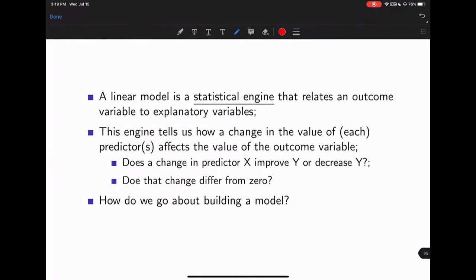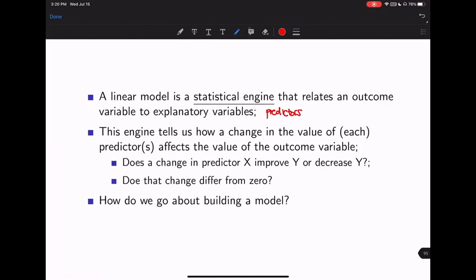Okay, now, enough said about this rambling. What is a linear model, right? What is a linear model? In plain English, it is a statistical engine. And what this engine does is that it relates an outcome variable to explanatory variables or predictors. If you read about multiple regression, things like that, you see the word predictors. I sort of use both of them interchangeably. So a linear model is an engine, and what it does, it relates an outcome to a set of explanatory variables.